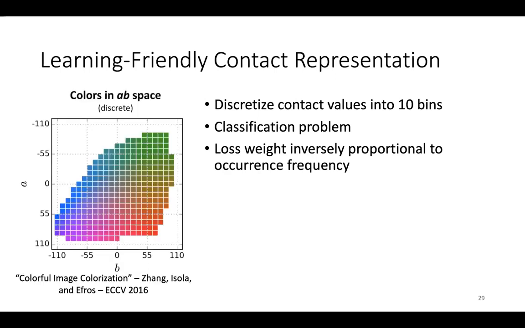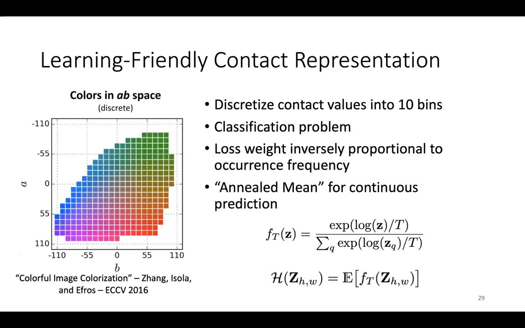This is actually inspired from work in a totally different domain, the domain of colorizing grayscale images, where I think the problem is similar, where there are very highly skewed data distributions. We found that using that technique helps us a lot and allows us to predict a continuous contact value. So at test time, when you have these prediction weights for the 10 different bins, you can use something called an annealed mean to get a continuous value for that prediction.